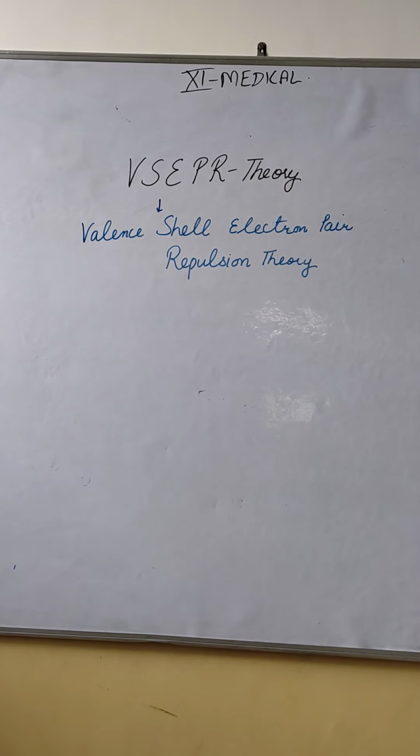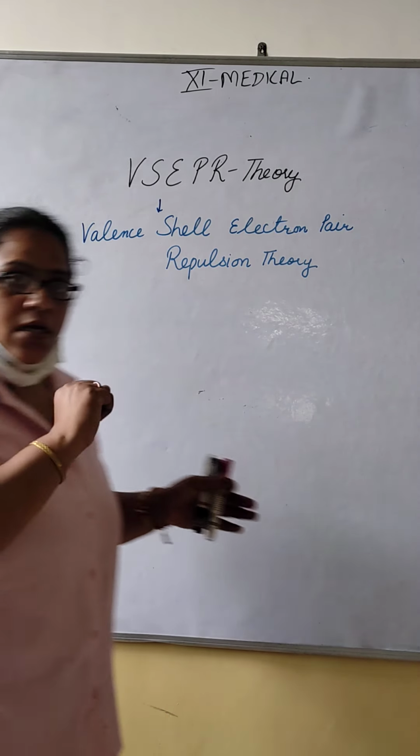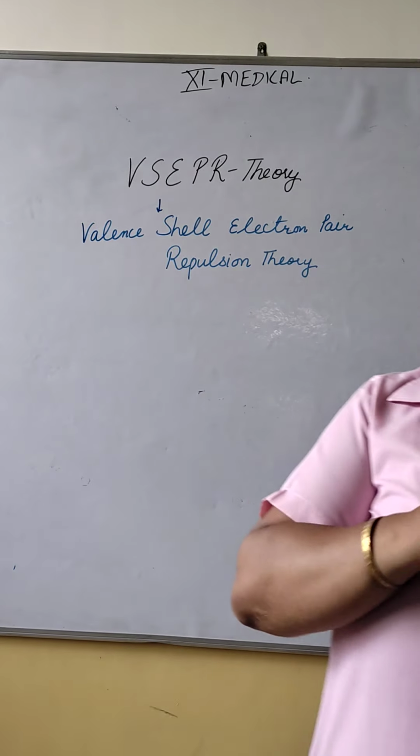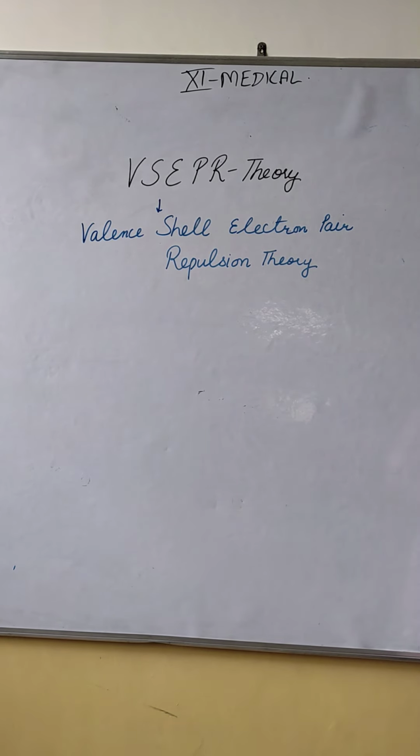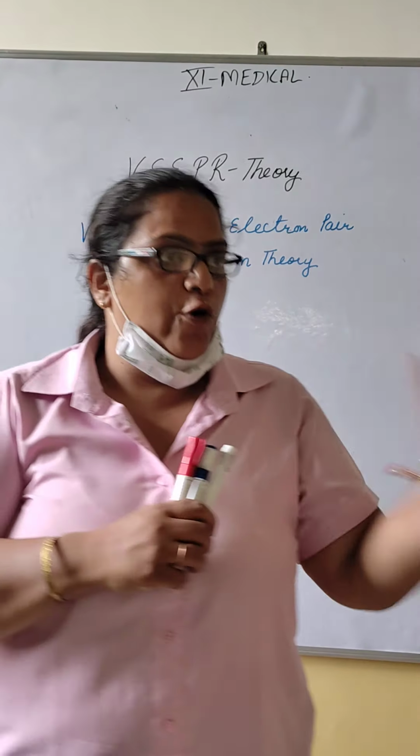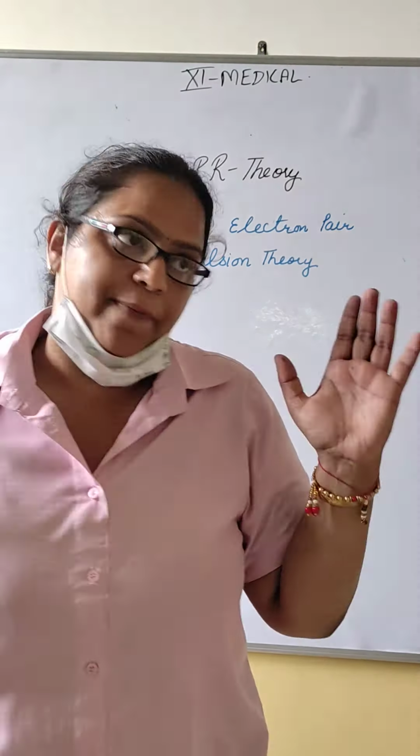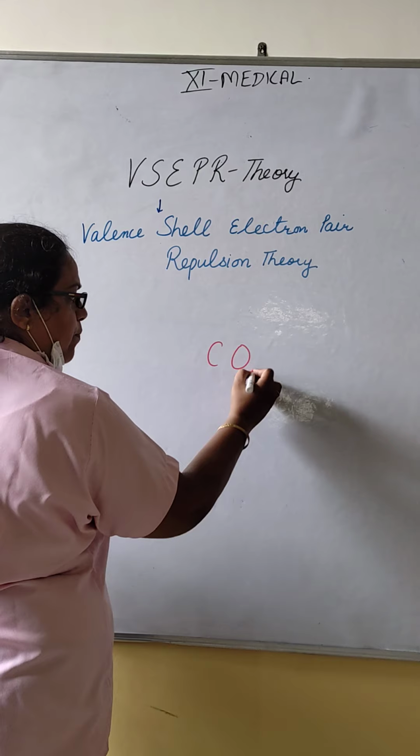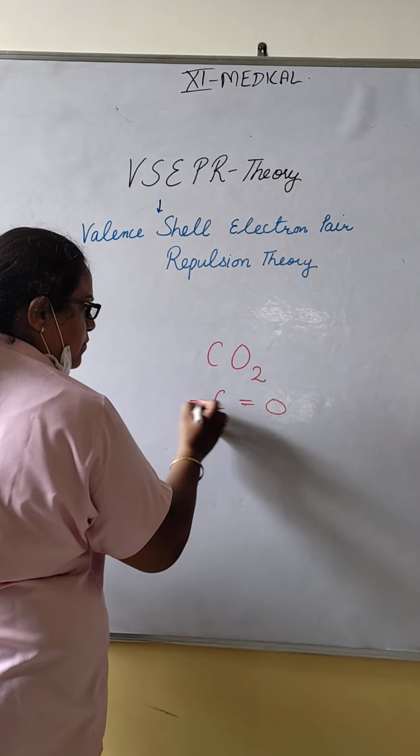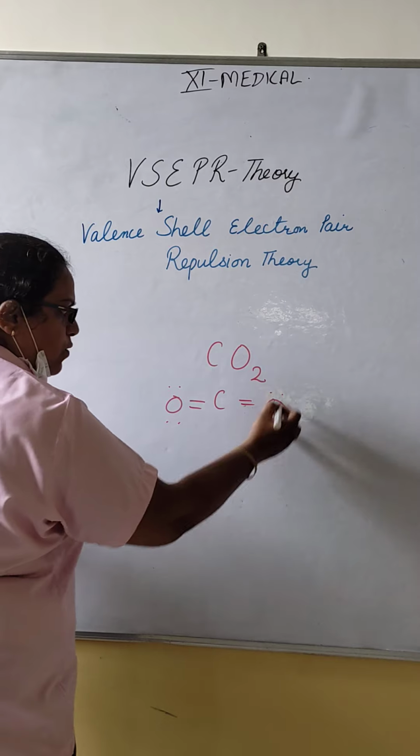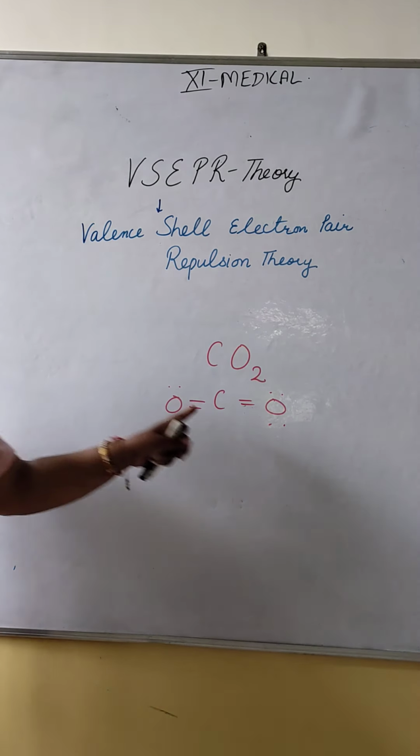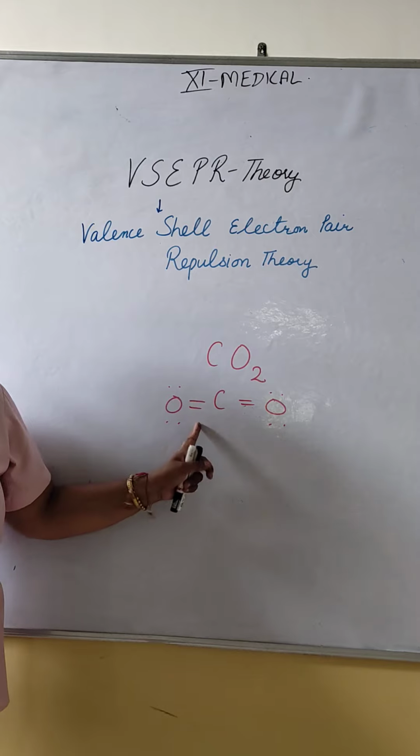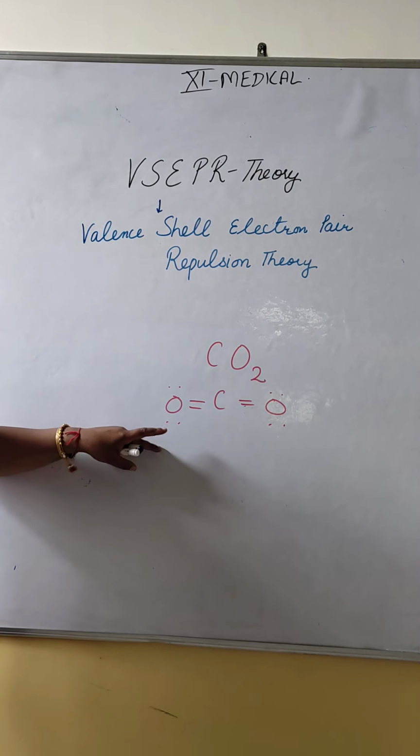What this theory states is that in the Lewis dot structure we have seen the central atom is surrounded by electron pairs, which means it is surrounded by both lone pairs as well as bond pairs. If you remember the structure of CO2, it is this. Fine. So this central atom is surrounded by bond pairs as well as lone pairs.